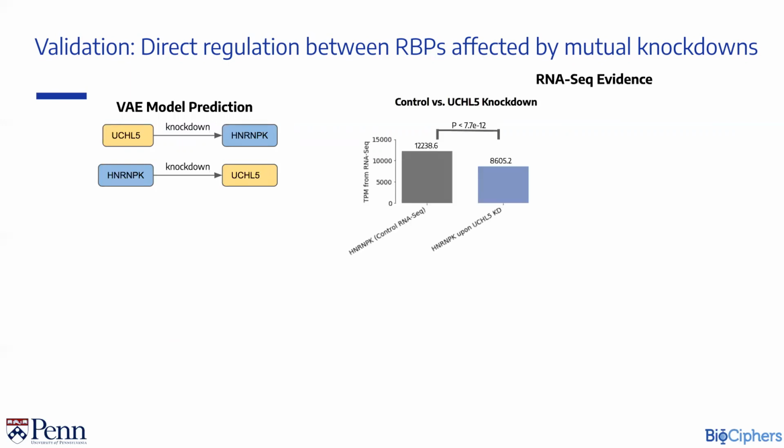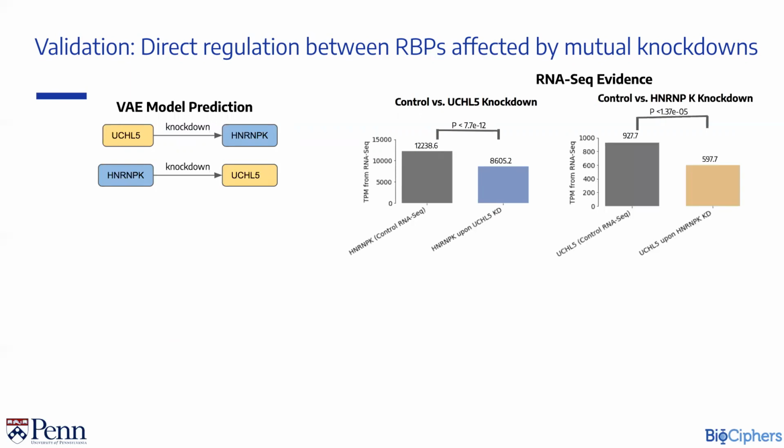Therefore, we first look at RNA-seq evidence. So we look at HNRNPK expression in RNA-seq of HEPG control cell lines and UCHL5 knockdown. And this expression is significantly altered upon UCHL5 knockdown. Similar observations were made for UCHL5 upon HNRNPK knockdown.